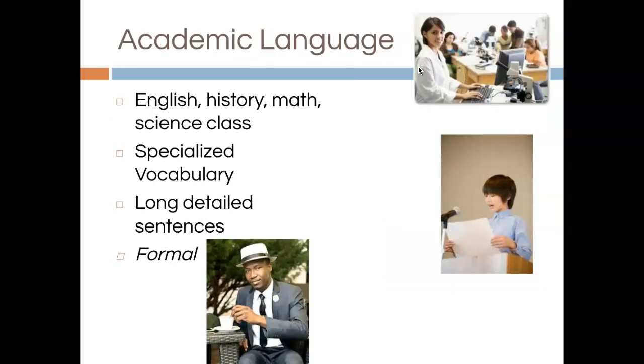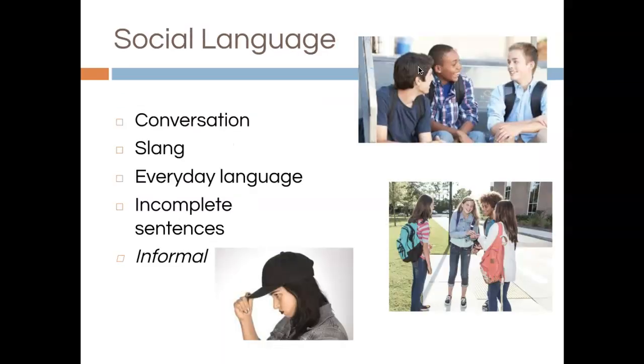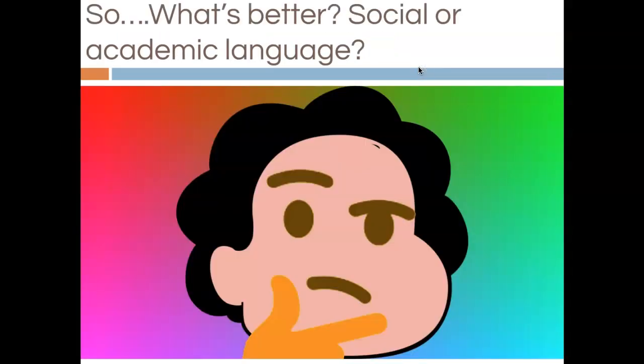Academic language. These are the words and the kinds of sentences you use in English, history, math, and science class. You need special vocabulary. You need to use longer, more detailed sentences. And it's formal. It's a little fancier, like you see this guy's nicer, fancy hat. He would maybe wear this to a meeting or to church, whereas wearing that cap to something where you're meeting somebody important, they would maybe think that you weren't serious.